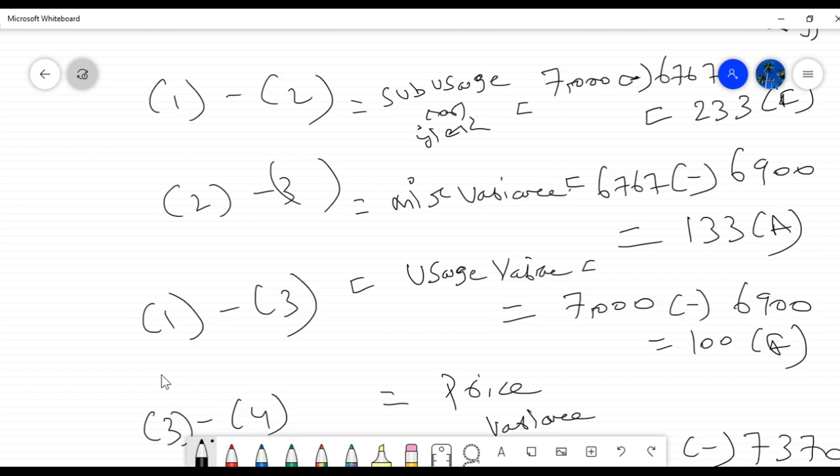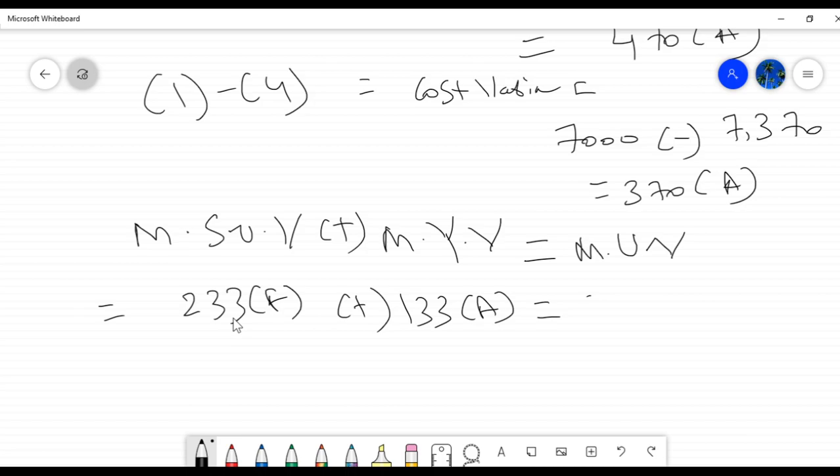Okay, 233 minus 133, how much? 233 minus 133 equal to 100 favor. That is my usage variance. See, refer to our usage variance. How much did we arrive at here? 100 favor we arrived at. So we got the answer 100.